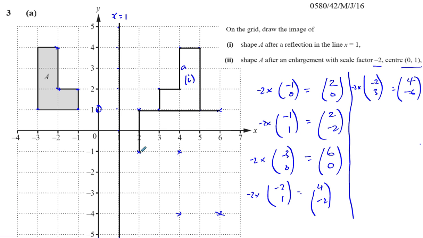Now it's a negative scale factor, therefore, as you can see, the image is inverted. It's like upside down compared to the original. Okay, but it's twice as big in terms of its length. Okay, the lengths are all twice as big. Okay, so this is the answer to A part 2.